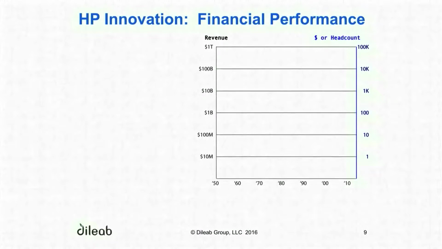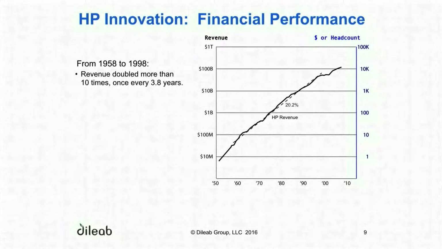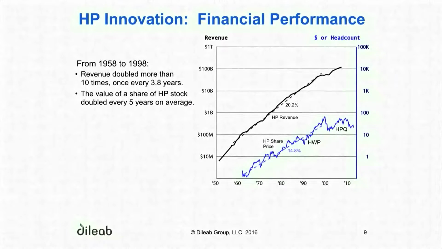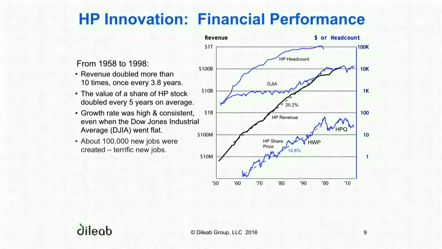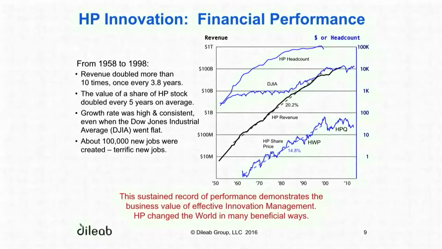This relentless expansion of HP's innovation capacity drove a 40-year period of financial growth. Between 1958 and 1998, revenues doubled more than 10 times. The value of a share of HP's stock doubled on average every 5 years. This growth was incredibly consistent, even when the Dow Jones Industrial Average went flat for almost 20 years. During this time, HP created about 100,000 terrific new jobs.